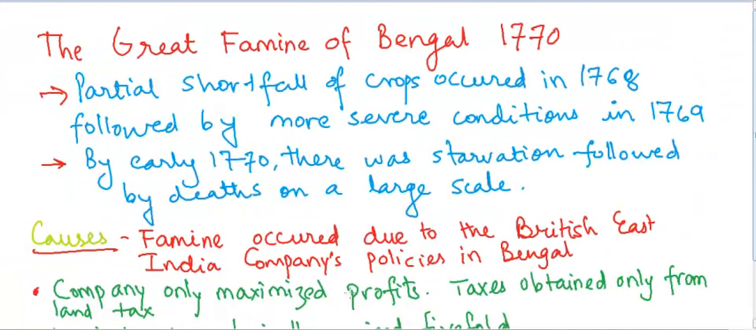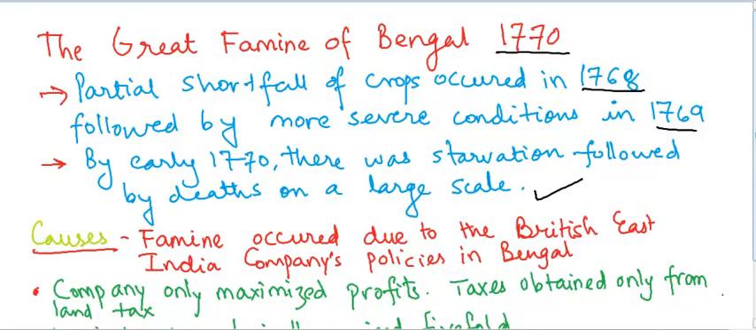Whilst the company expanded its rule, many other problems also came up. One of them was the Great Famine of Bengal, which struck in the year 1770. Two years before this famine struck, a partial shortfall of crops occurred in 1768, which was followed by more severe conditions in the next year. By the early 1770s, there was starvation followed by deaths on a large scale.